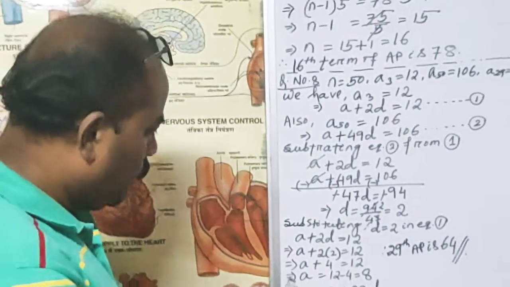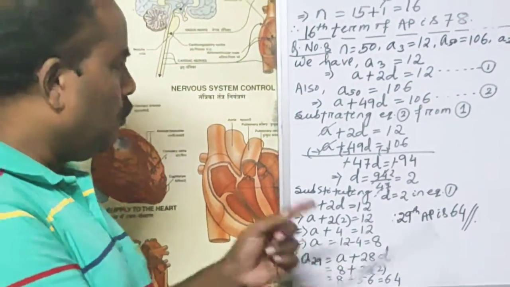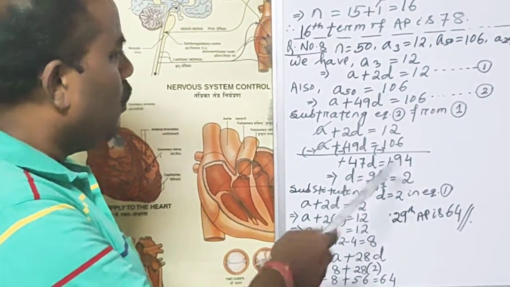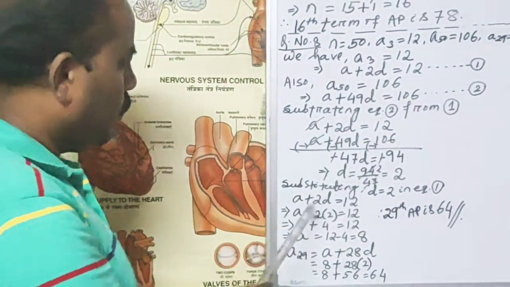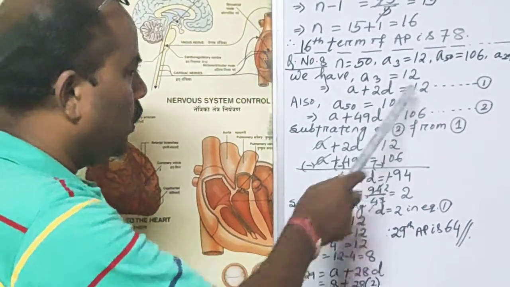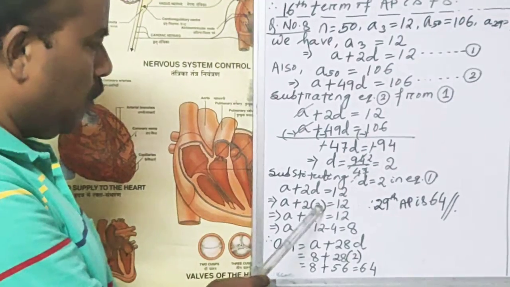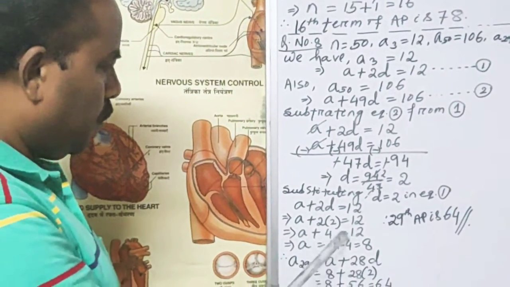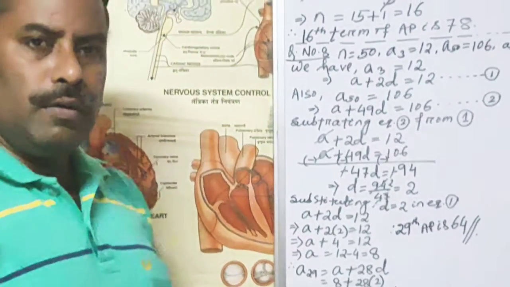D we are getting. So what do we need here? A and D. D we have got, but we need A. To get A, we have to substitute this D value in either this equation or this equation. Suppose I substitute D equal to 2 in equation 1. Equation 1 is A plus 2D is equal to 12. A plus 2 into 2, that is A plus 4, is equal to 12. A is equal to 12 minus 4, which is 8. So A and D we have got.